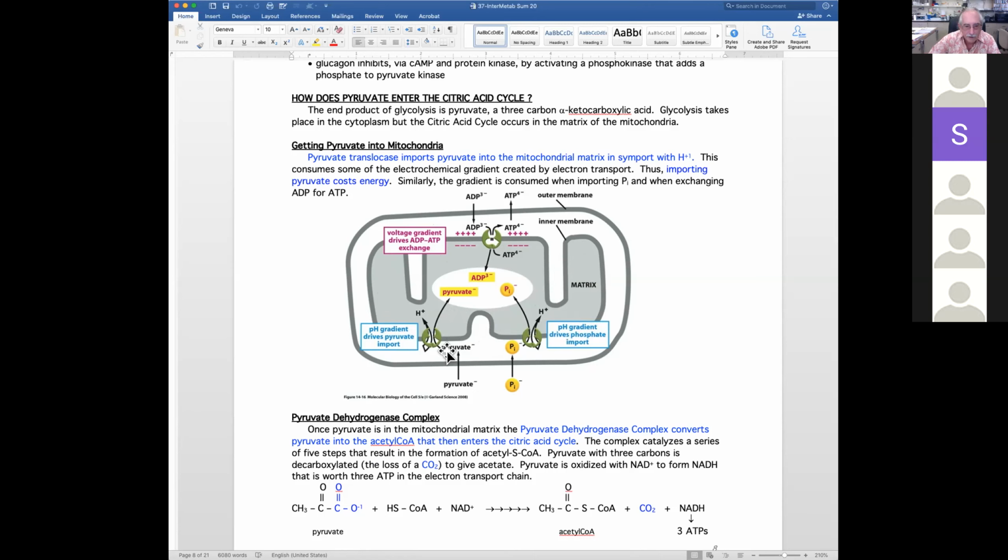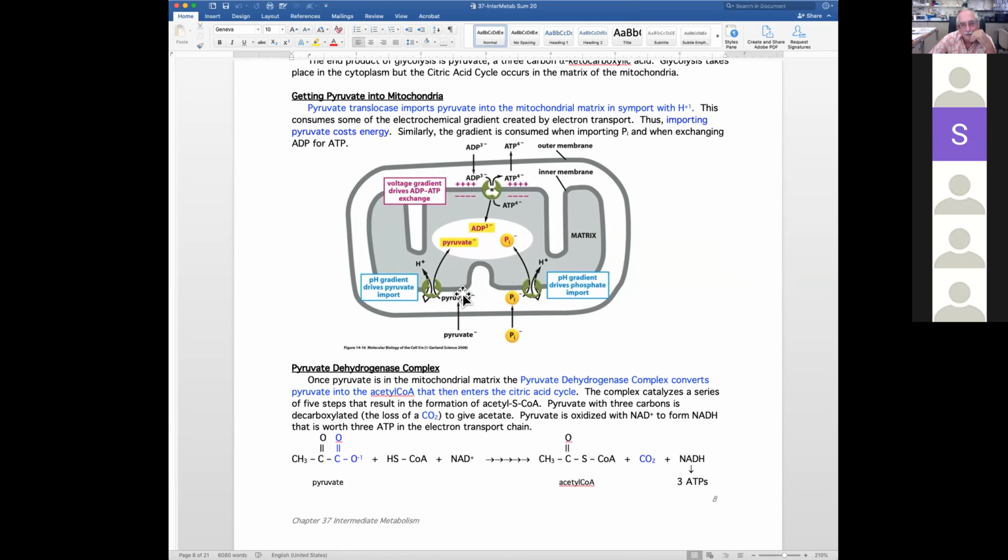As pyruvate is brought in, it's also bringing in a hydrogen ion in a co-transport type of situation. So you're consuming some of the electrochemical gradient by bringing in pyruvate. Not very much, we don't really keep track of it, but it does take some. So that's how you get the pyruvate in there.